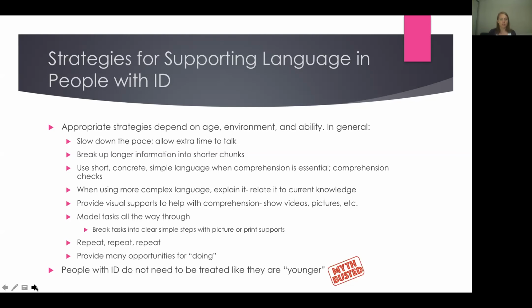Repetition is really, really important for this population. You can expect that it will take more exposures for them to learn new language than it would for other people. So for example, with another child, you might repeat a word 20 times before they'd know it. For people with ID, it might take 100 times before they know it. So repetition is really key.